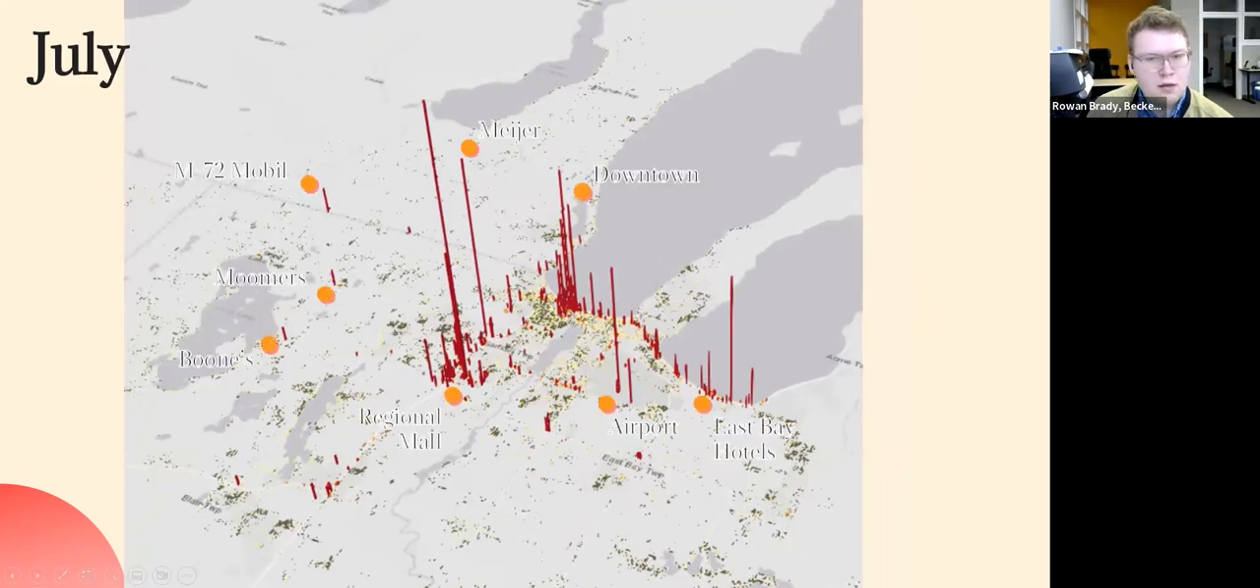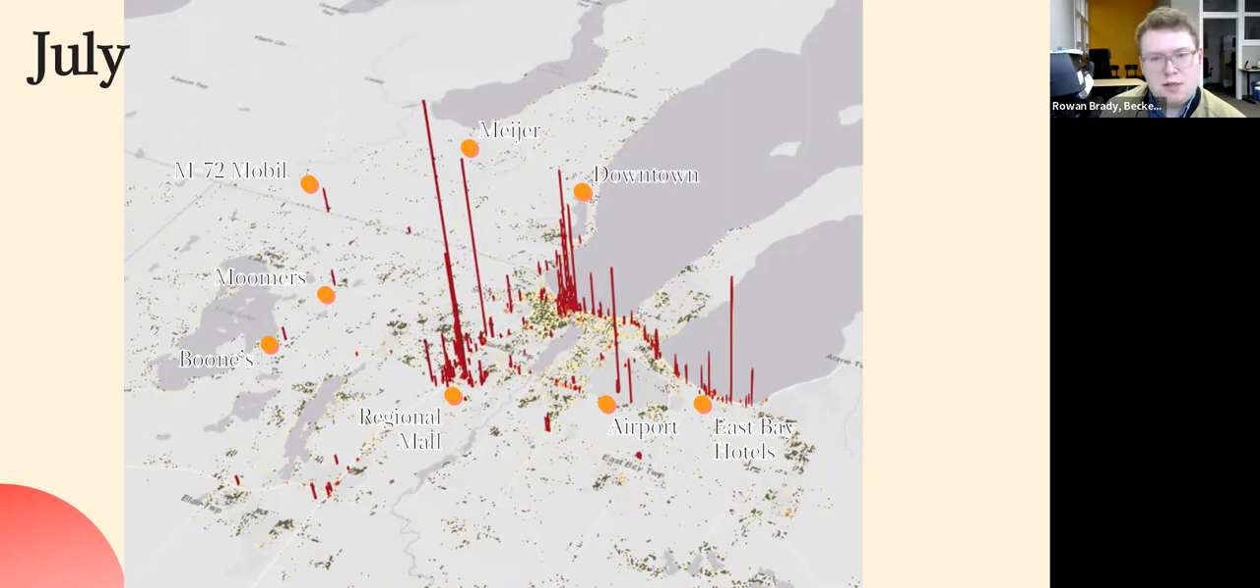Next slide. I wanted to highlight some of the locations on the map. You can see that the East Bay hotels and the areas along US 31 are heavily frequented in the summer, as is the airport. Downtown and the regional mall remain popular destinations. And then Meijer, which was also not frequented very much in the winter, is a popular summer destination.